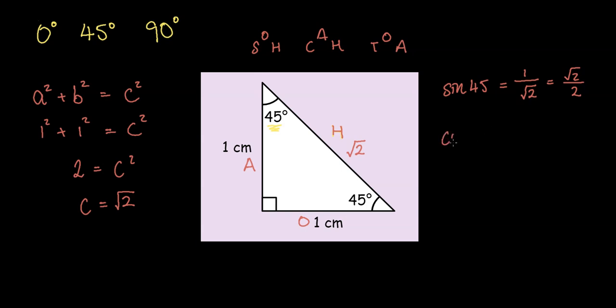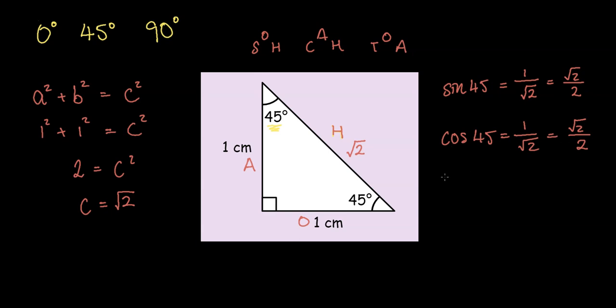Then let's have a look at cos of 45. So my adjacent, again, is 1 centimeter, and my hypotenuse is root 2. So that actually gives me the same value of root 2 over 2. This is an easy one to remember. Sine 45 and cos 45 are root 2 over 2.